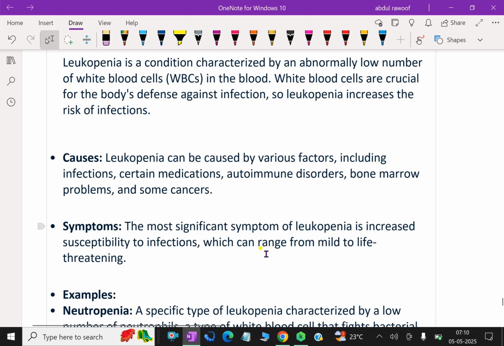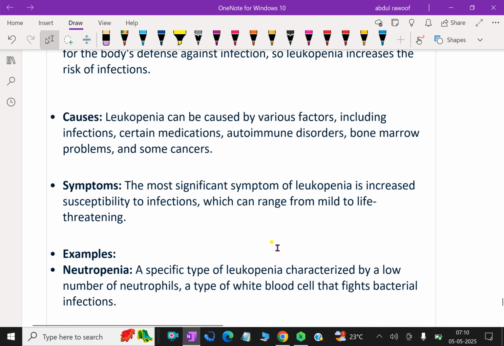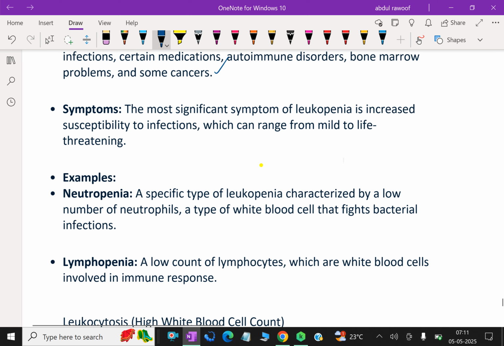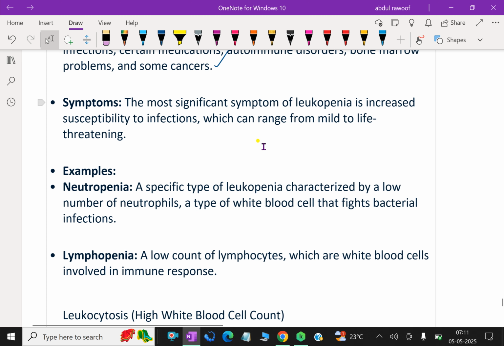What are the causes of leukopenia? Leukopenia can be caused by various factors, including infections, certain medications, autoimmune disorders, bone marrow problems, and some cancers. Symptoms. The most significant symptom of leukopenia is increased susceptibility to infections, which can range from mild to life-threatening.